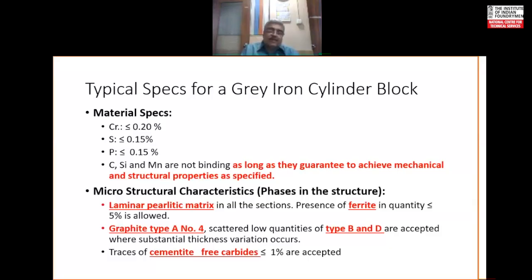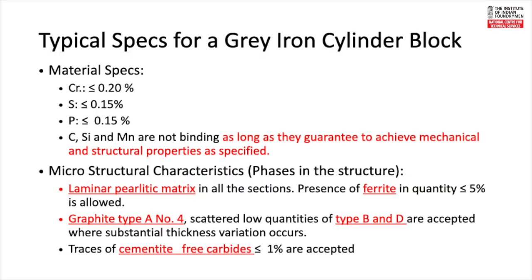And importantly, they say that carbon, silicon, manganese are not binding as long as they guarantee to achieve the mechanical and structural properties as specified. So the emphasis is on getting the right microstructure so that you achieve the desired mechanical properties. The typical microstructural characteristics are, I have just underlined and put in red the important points.